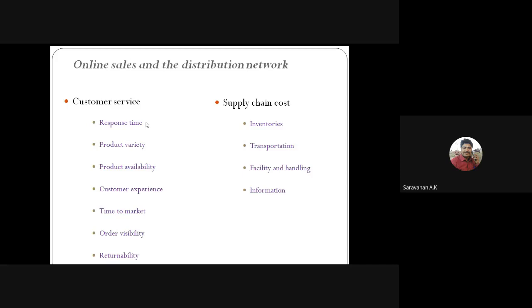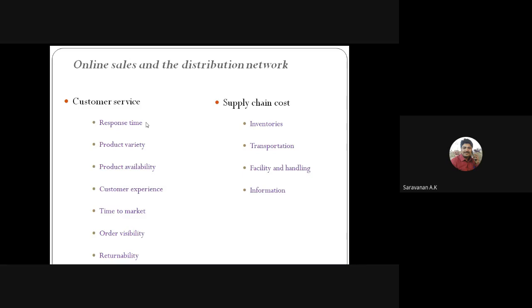So first we can see the customer services, right? How does the online sales impact the customer services? The first one is the response time. How will the response time to the customers be in the online sales? In online sales, we have two categories of products. One is the physical product, and one more is the product in digital form, either software, movies, music, or ebooks, right?